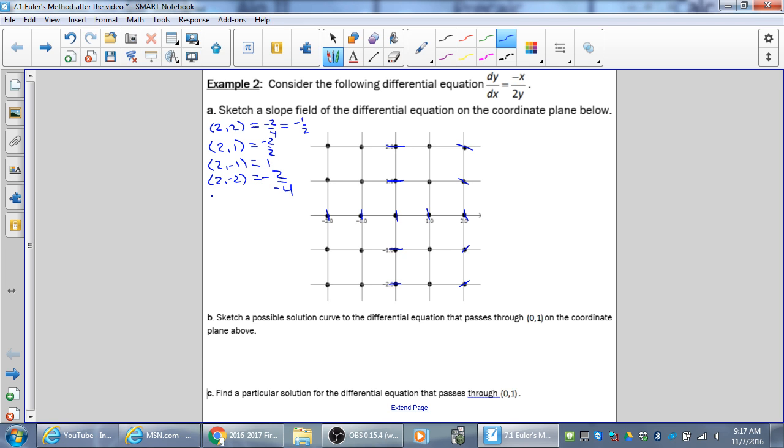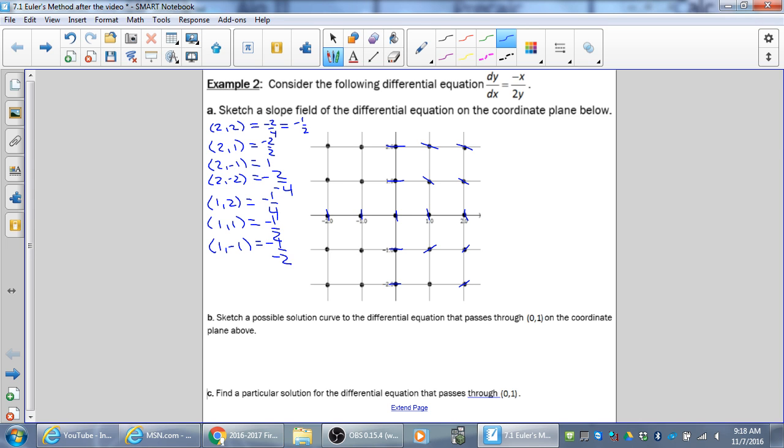All right, here we go. 1, 2. That's negative 1 over 4. Negative 1/4. So pretty flat. Flatter than a half. Whoops, that's positive. I need to make it negative. Try that again. Exactly. 1, 1. That's negative 1 over 2. Negative 1/2. And then 1, negative 1. That's going to be negative 1 over negative 2. That is a half. Positive half.